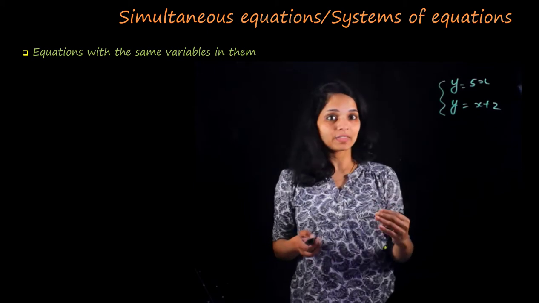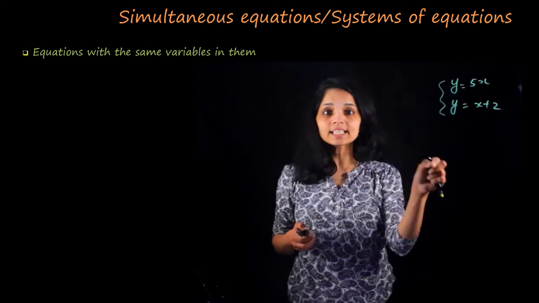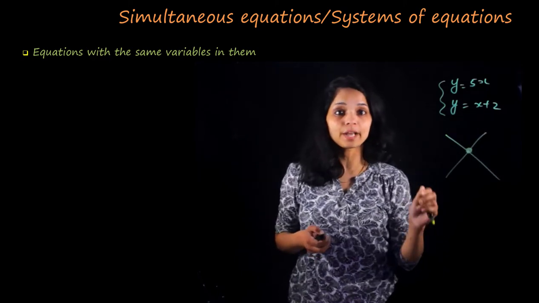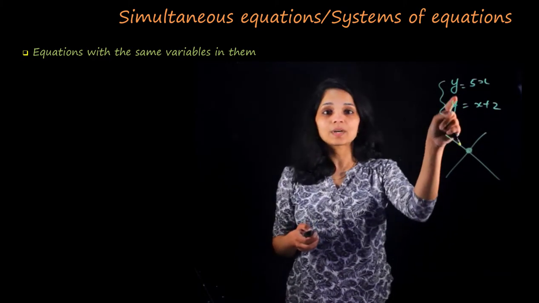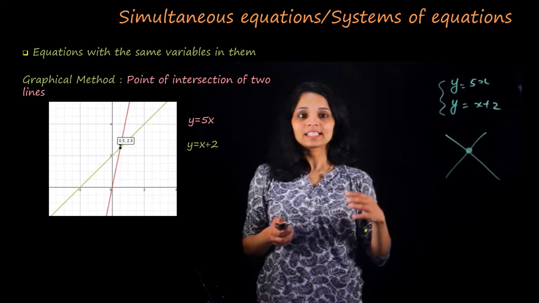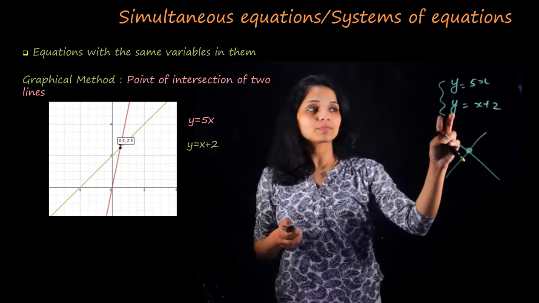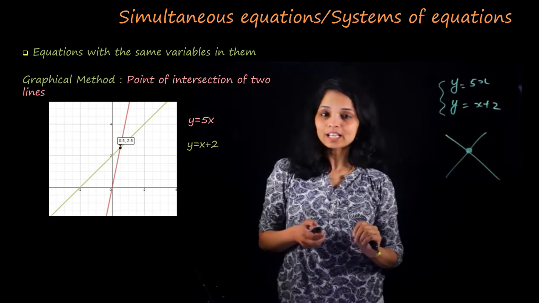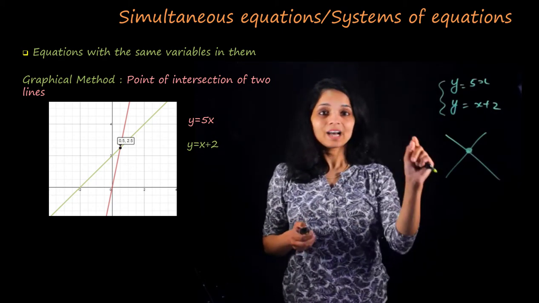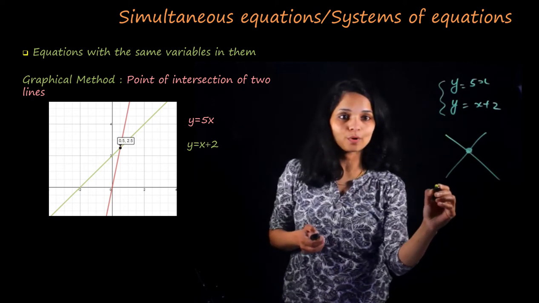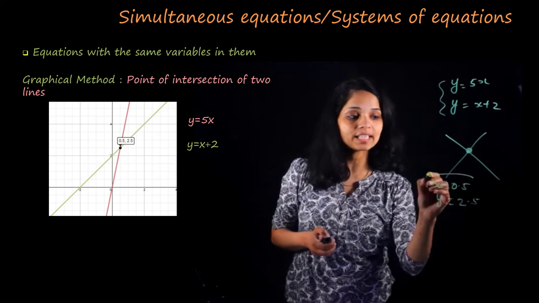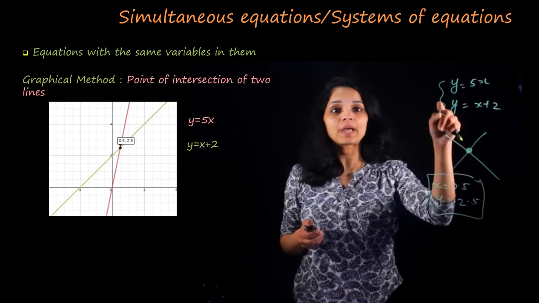Once you've done that, these two lines will intersect at one point, something like that, and this is the common pair of x and y values that satisfies both these equations. Let's see how these two graphs look. You can see that the pink one is y equals 5x and the green one is y equals x plus 2. Those two straight lines intersect at one point, and the coordinates of that point are x equals 0.5 and y equals 2.5. So that's the solution for this pair of equations.